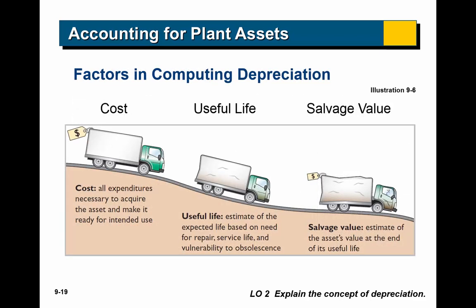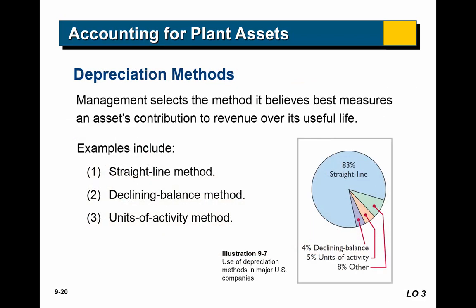These are the factors in computing depreciation. They include the cost of the asset, its useful life, and any salvage value. Salvage value means what the asset is worth at the end of its useful life. Sometimes we'll be able to sell it, sometimes we'll be able to scrap it and get some money for the scrap. So there are many different depreciation methods. The three we're going to talk about in this chapter are called the straight line method, the declining balance method, and the units of activity method.